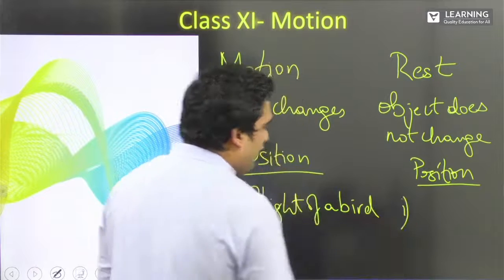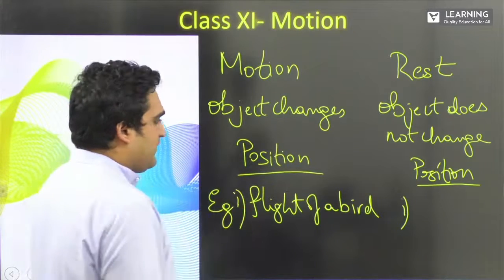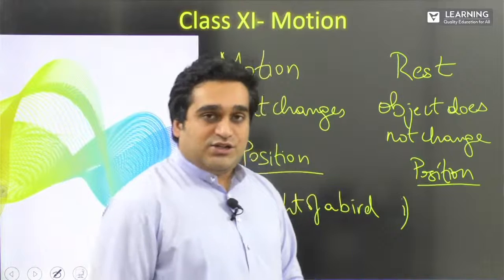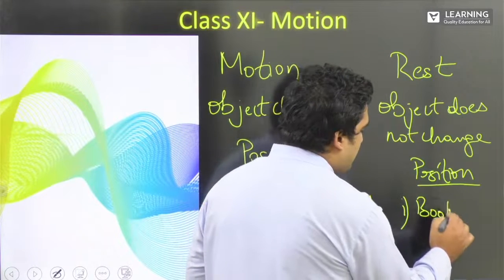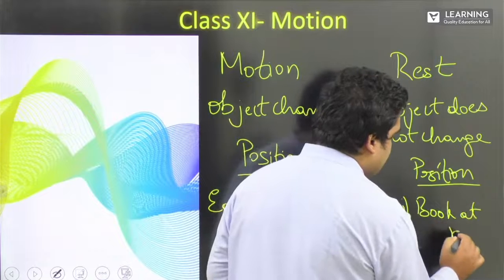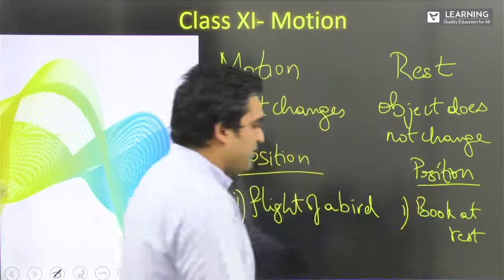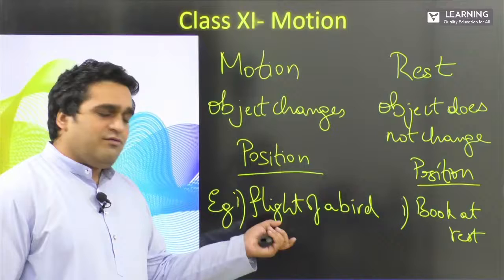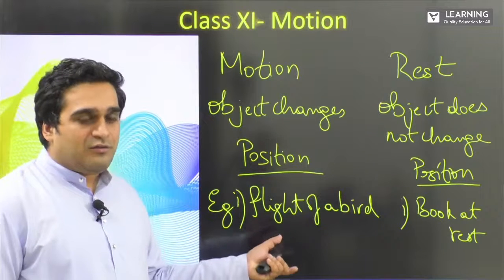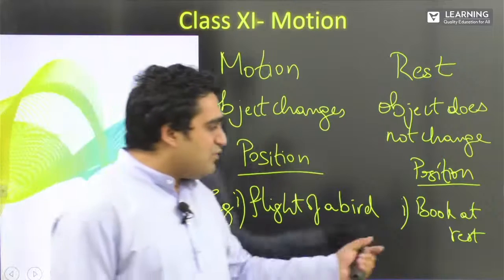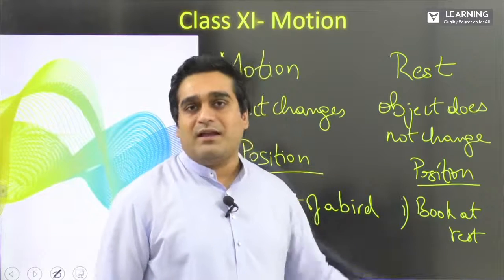One example for an object which is at rest: a stationary book. I'll just write book at rest. See? Okay. So now you go ahead and write more examples under objects that are in motion and for those objects which are at rest.